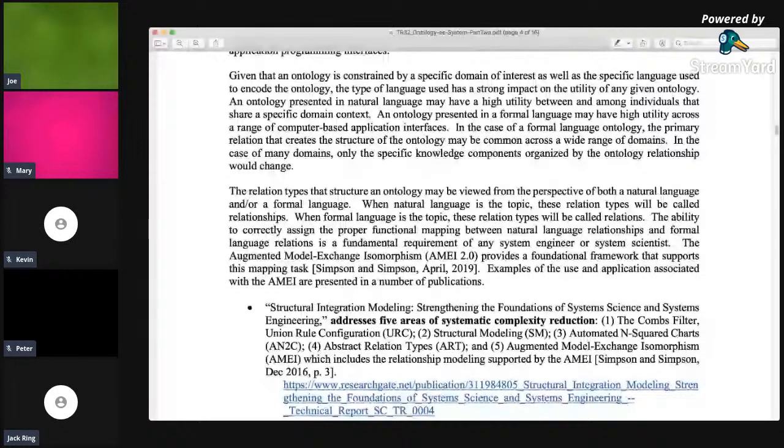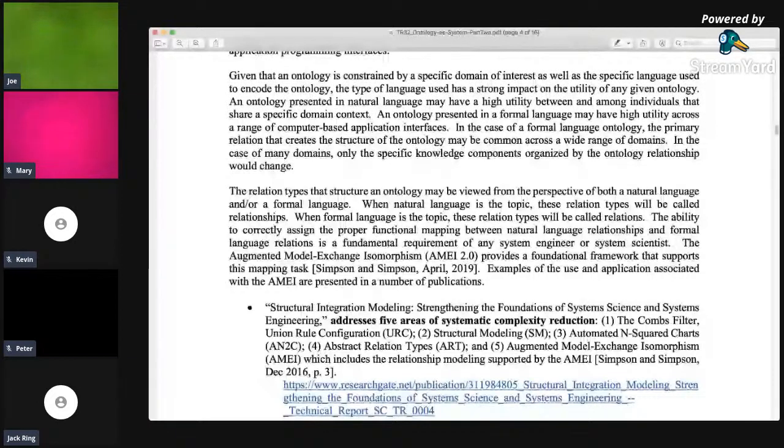So the model exchange isomorphism that was done by Warfield was an exchange from mathematics to structured graphics. And the three basic primary components of language that were proposed by Warfield were prose, structured graphics, and mathematics, or a combination of these primary languages into composite languages.